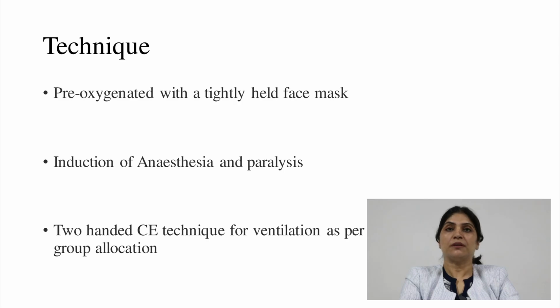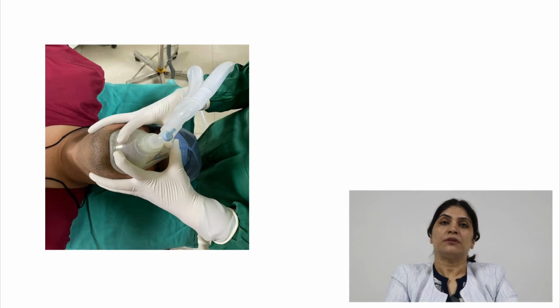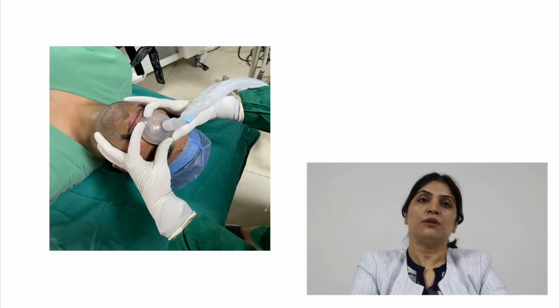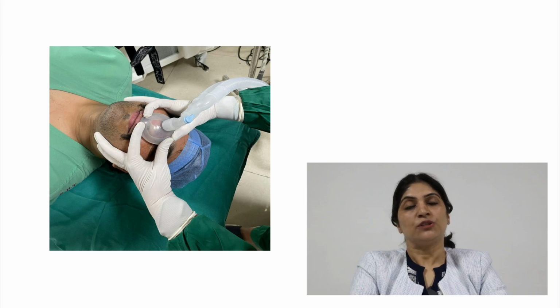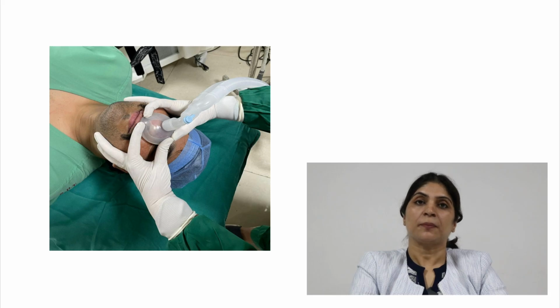Patients were preoxygenated with 100% oxygen using a tightly held face mask. After induction of anesthesia and paralysis, the ventilation was done depending on the group allocation. In the face mask group, the lower end of the mask was kept just below the lower lip, thus covering both the nose and the mouth using a two-handed CE grip technique. In the nasal mask group, the lower end of the mask rested just above the upper lip, thus covering only the nose using a two-handed CE grip technique. Practically, we did not face any difficulty while maintaining a tight seal.